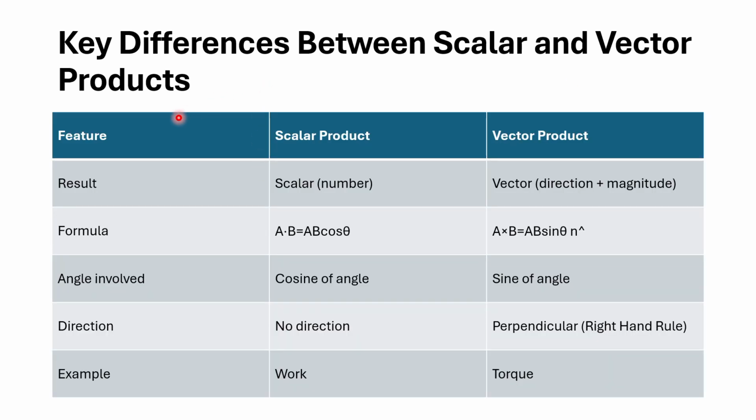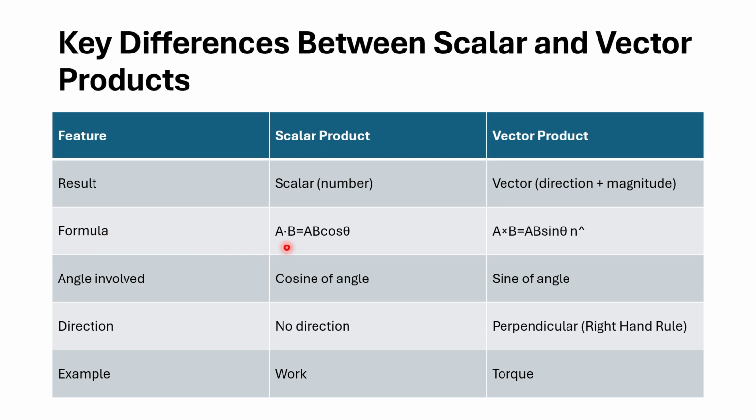And here we have a key difference between the scalar and the vector products. The scalar product result will always be a scalar, just a number, and the vector product result will always be a vector, meaning a number showing the magnitude plus the direction as well.